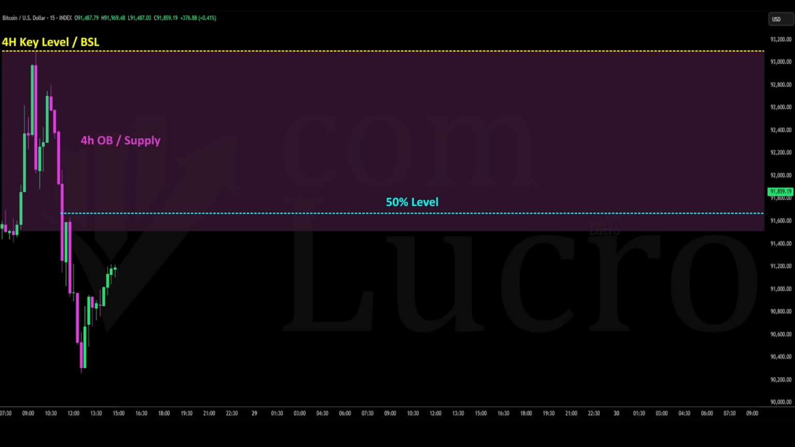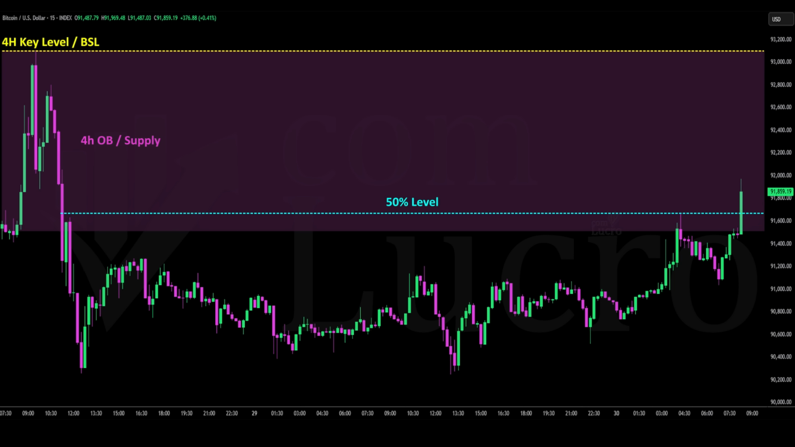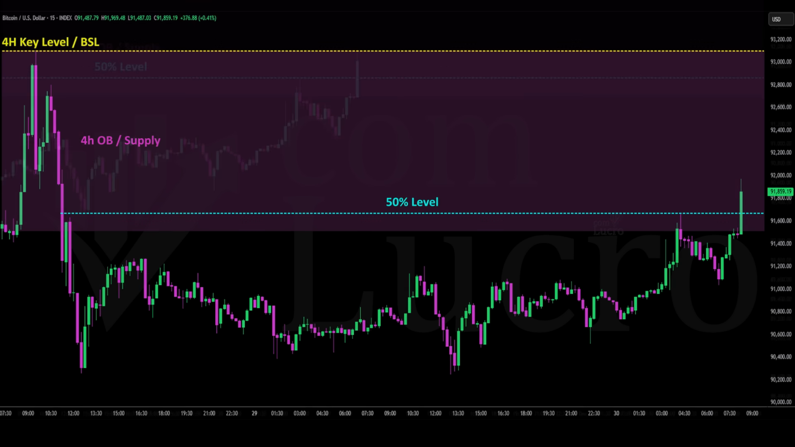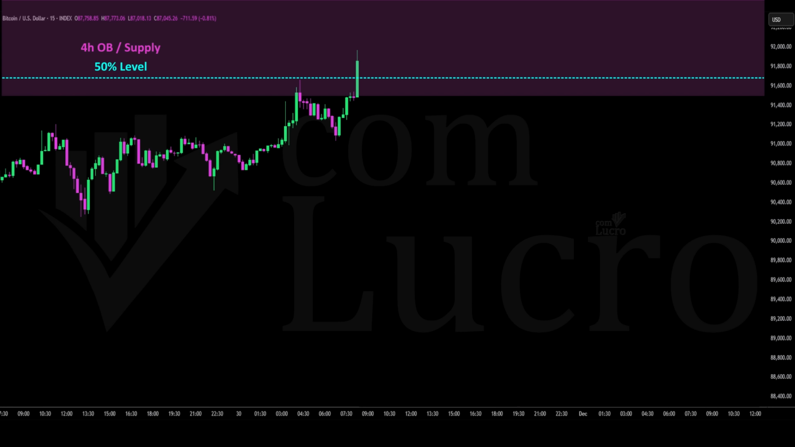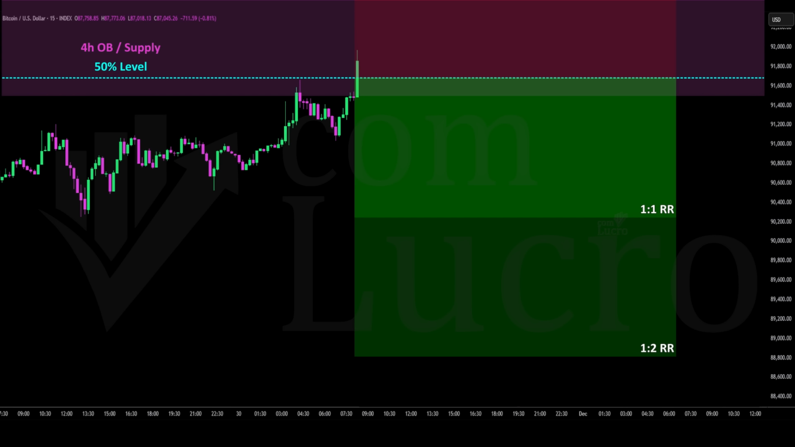Now, let's continue. As price retraces into the premium zone and reaches the 50% retracement level, we place our short entry, with the stop loss positioned just above the most recent swing high. For trade management, we will use two profit targets. The first target is set at 1-to-1, where we will close 50% of the position and reduce risk by securing partial profits. The second target is set at 1-to-2, allowing us to capture a larger portion of the move if bearish continuation unfolds as expected.